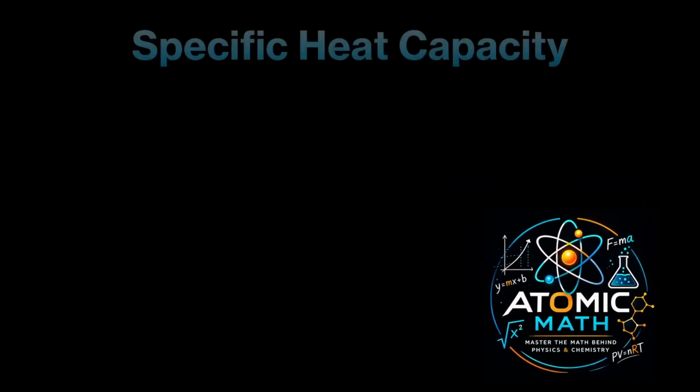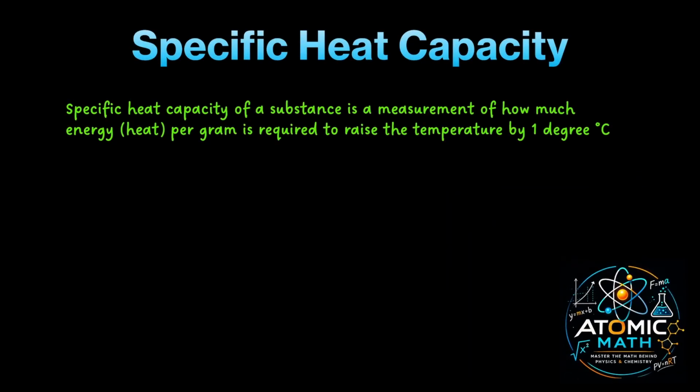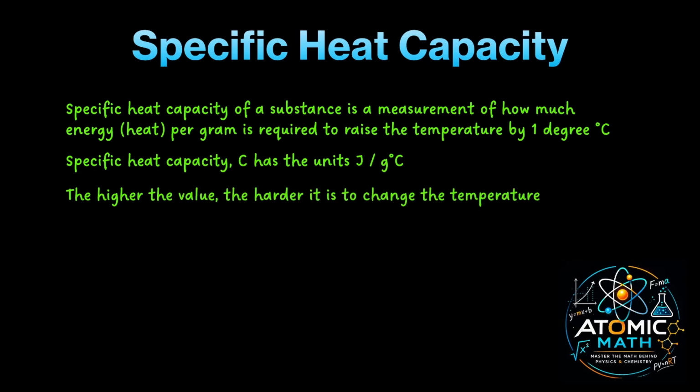Today we're going to look at specific heat capacity. The specific heat capacity of a substance is a measurement of how much energy per gram is required to raise the temperature by 1 degree Celsius. So specific heat capacity, which is given the letter C, has units of joules per gram per degree Celsius. And the higher the value, the harder it is to change the temperature.